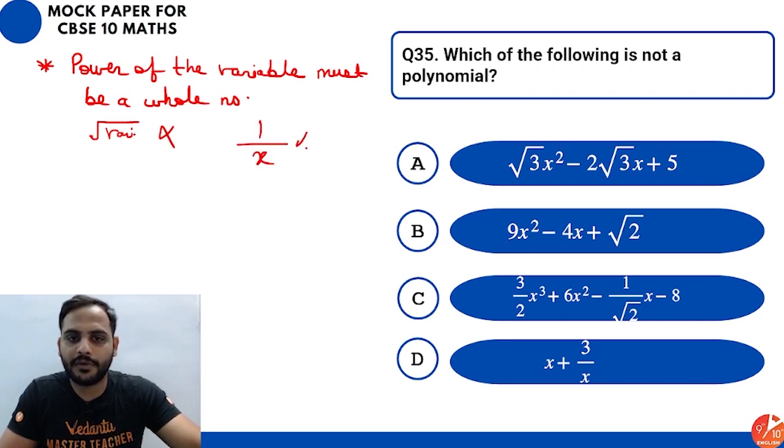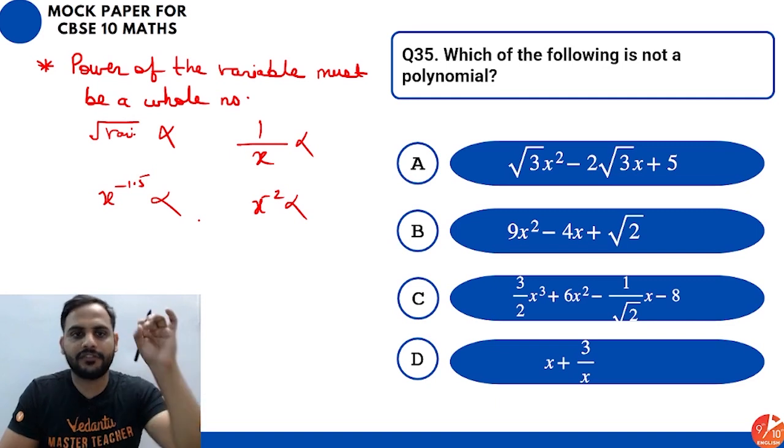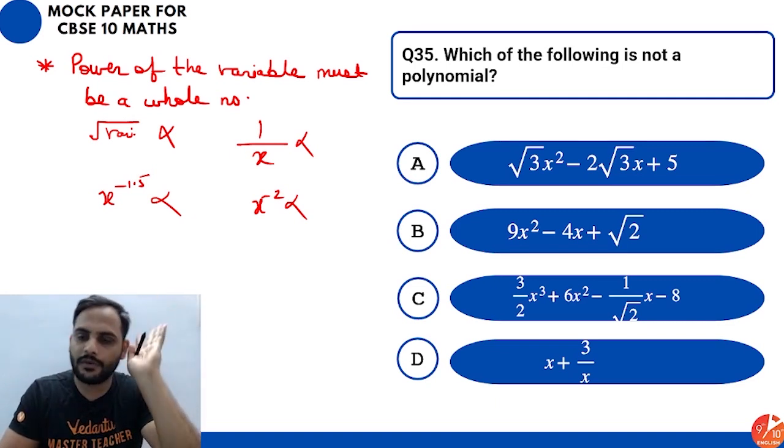Variable should not be in the denominator as well. That all should not happen. Negative power also is not allowed. Fractional power also is not allowed. All these things are not allowed. It has to be a whole number: 0, 1, 2, 3, 4, all that. That's what we are going to see over here.